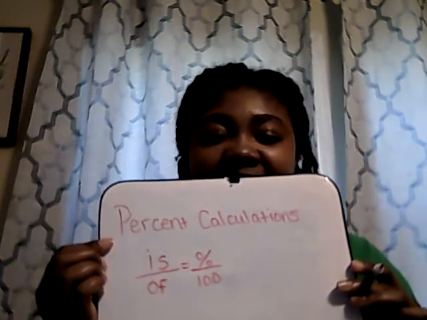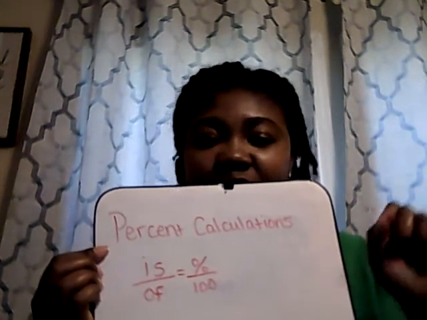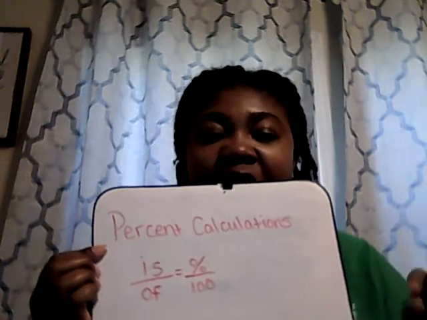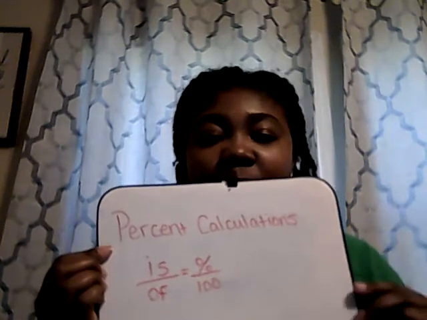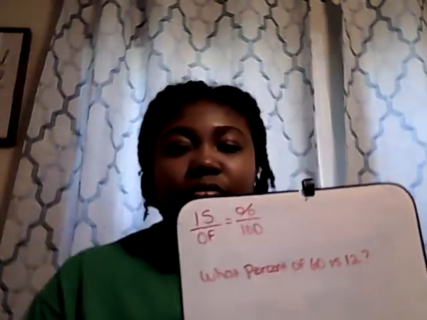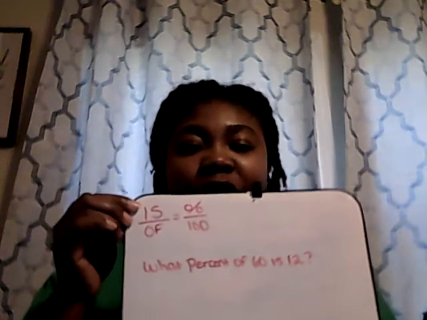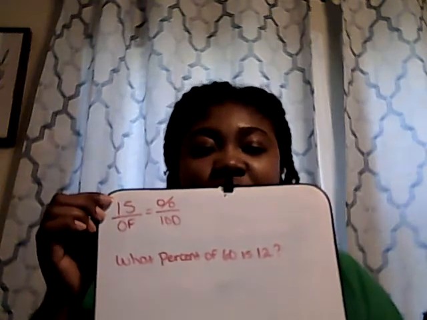Like I said, it's going to give you two of them, either the is, the of, or the percent, and you're looking for the other. So for example, we're going to go ahead and give you an example. I'll place the formula up in the corner so that when we get to the questions, you see where the information is going and where you plug it in.